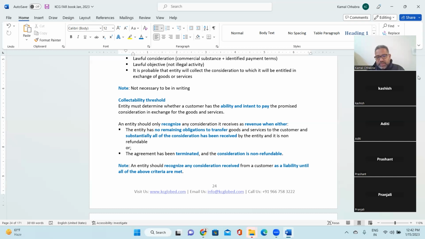Do you remember what was the example we have discussed about the software development? Kashish, Aditi, Pranjali. Do you guys remember the example which we have discussed about the software development project?